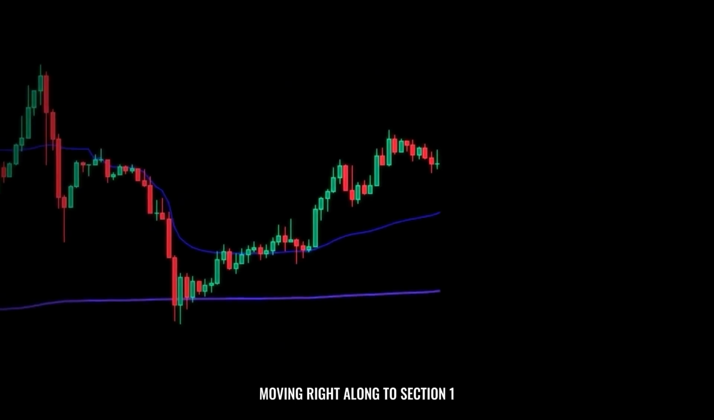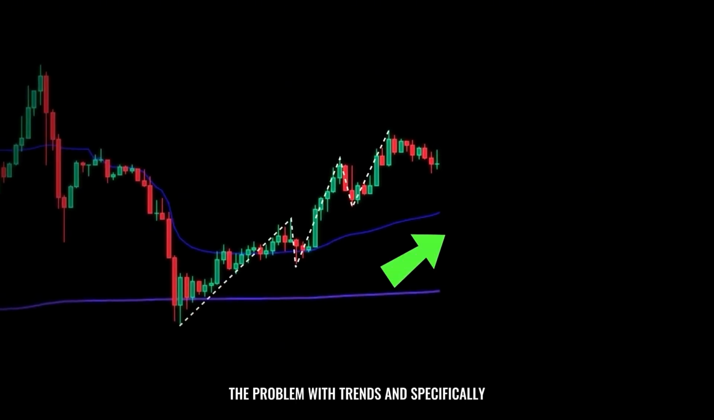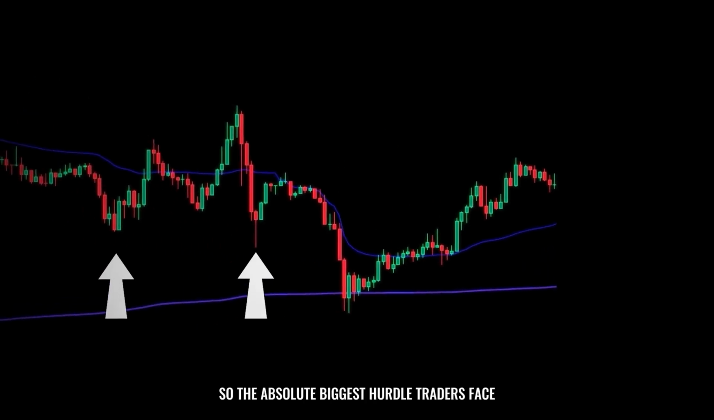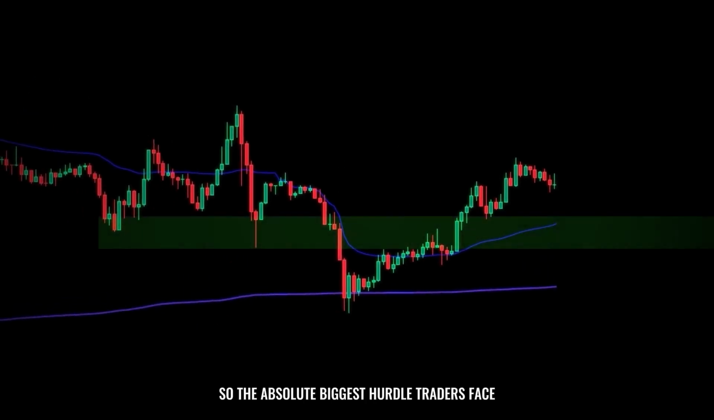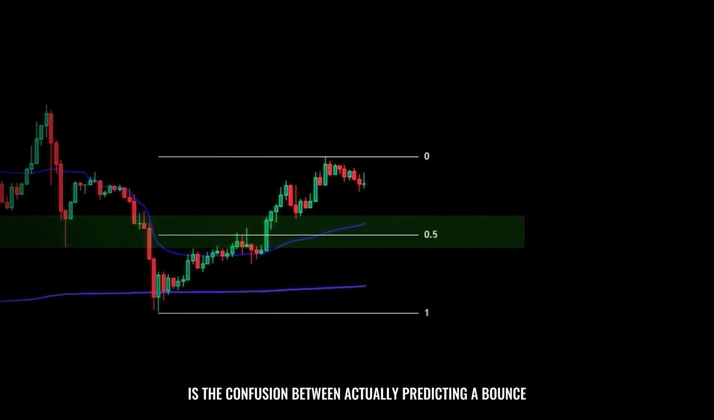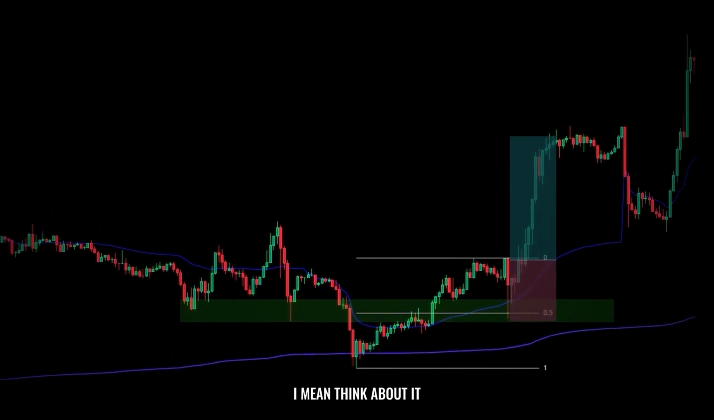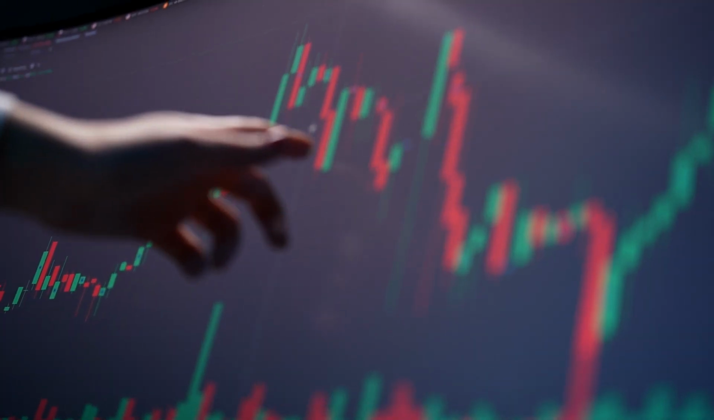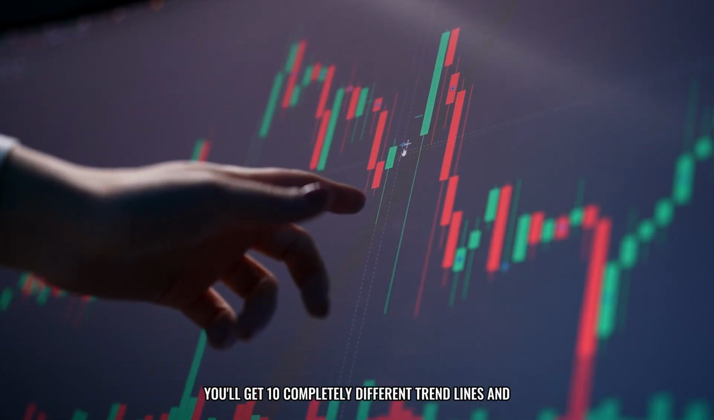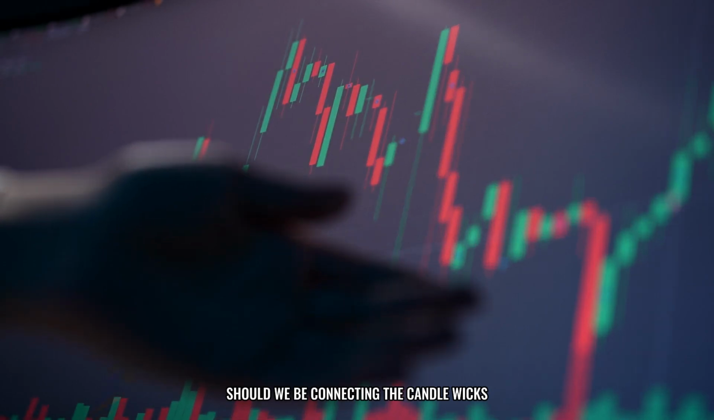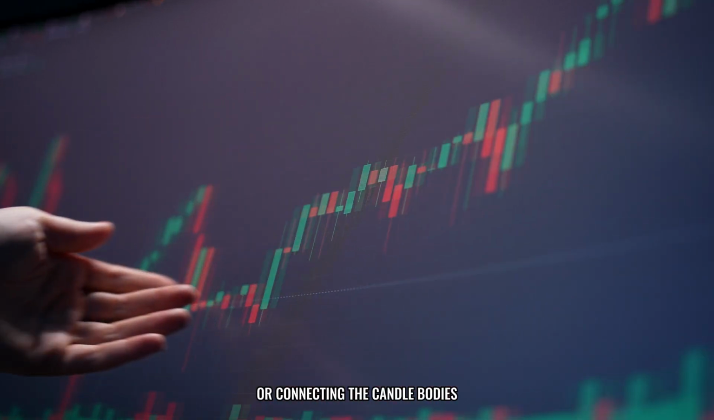Alright, moving right along to section 1, the problem with trends and specifically the whole bouncing versus breaking dilemma. So, the absolute biggest hurdle traders face is the confusion between actually predicting a bounce and just relying on subjective drawing. I mean, think about it. If you hand the exact same chart to 10 different traders, I guarantee you'll get 10 completely different trend lines. And that brings us to the classic debate. Should we be connecting the candle wicks or connecting the candle bodies?